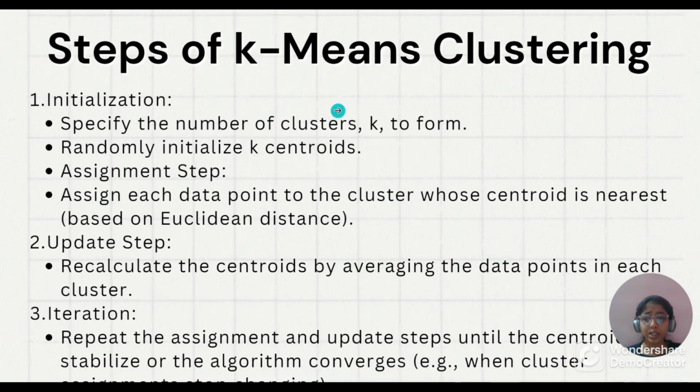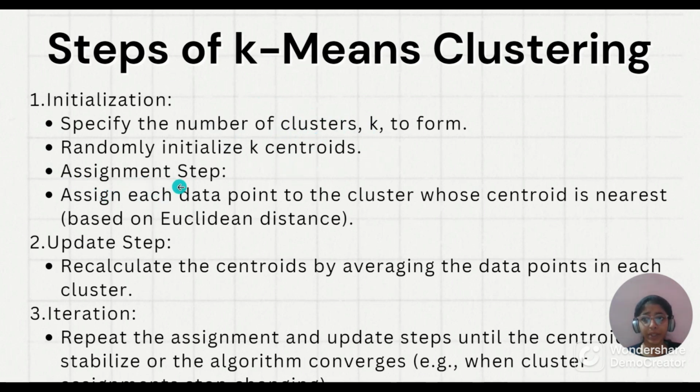Steps of k-means clustering are as follows. Number one is initialization. First we have to specify the number of clusters k which are to be formed in this k-means clustering. Next we have to randomly initialize the k centroids. We have to randomly choose the data points which are to be called centroids.